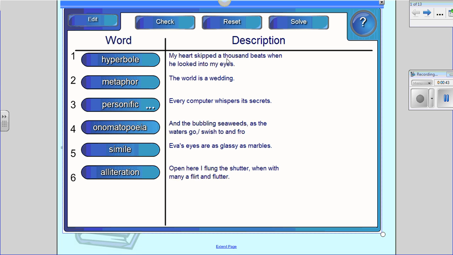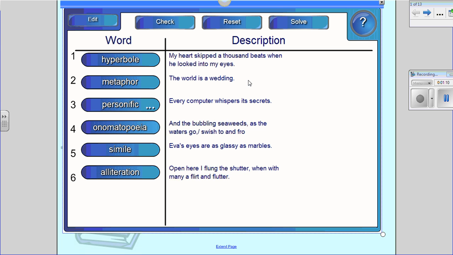Here it says, my heart skipped 1,000 beats when he looked into my eyes. We know that this is a hyperbole or an over-exaggeration because your heart really isn't skipping 1,000 beats. You might have even said that this was personification because your heart cannot skip. The second one is, the world is a wedding. Here we're making a direct comparison between two things, saying that the world is a wedding.